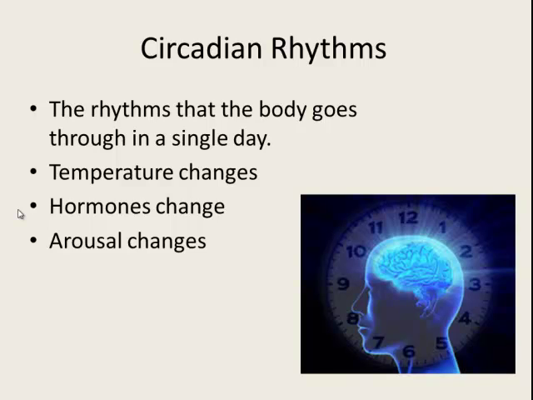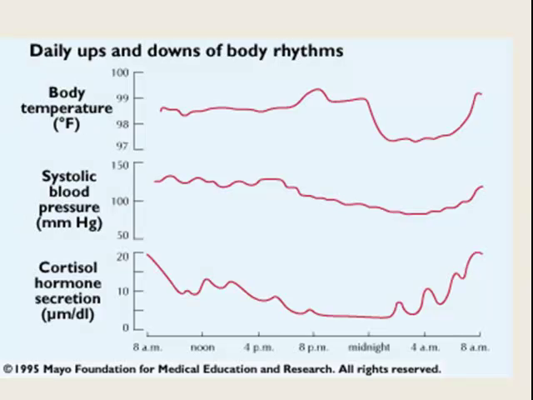Circadian means circa, which means about, and dian is a day. Circadian, about a day, the rhythms your body goes through. Your body goes through temperature changes, hormonal changes, arousal changes. These are different fluctuations that the body goes through. So you can look at, this is 8 a.m., this is 8 a.m., this is the whole day. Just your temperature in the middle of the night actually drops. Your blood pressure drops. Your hormones that regulate stress, cortisol, in the middle of the night drop. But look what it does right before you're waking up. You get this big increase right here.